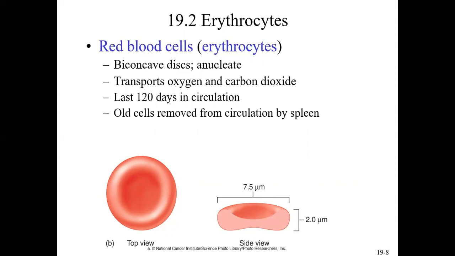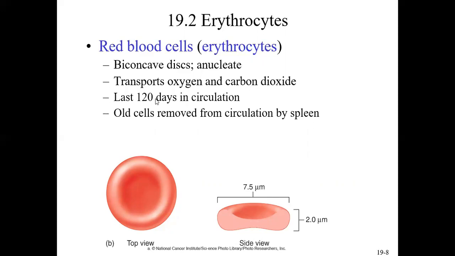They're also anucleate. It just means that they do not have a nucleus after they're formed. After they finish their formation in the red bone marrow, then they do not have a nucleus, so they are anucleate. Their main function here is to transport gases, oxygen and carbon dioxide.